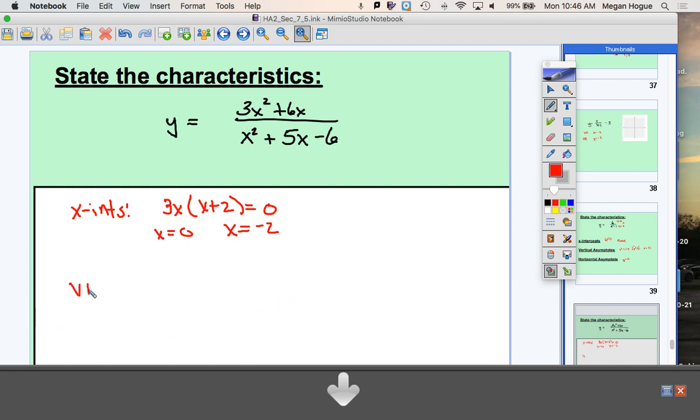Then I go on to the vertical asymptotes. I look at what part of the fraction? The bottom. That factors into x plus 6, x minus 1. So x equals negative 6, x equals 1.